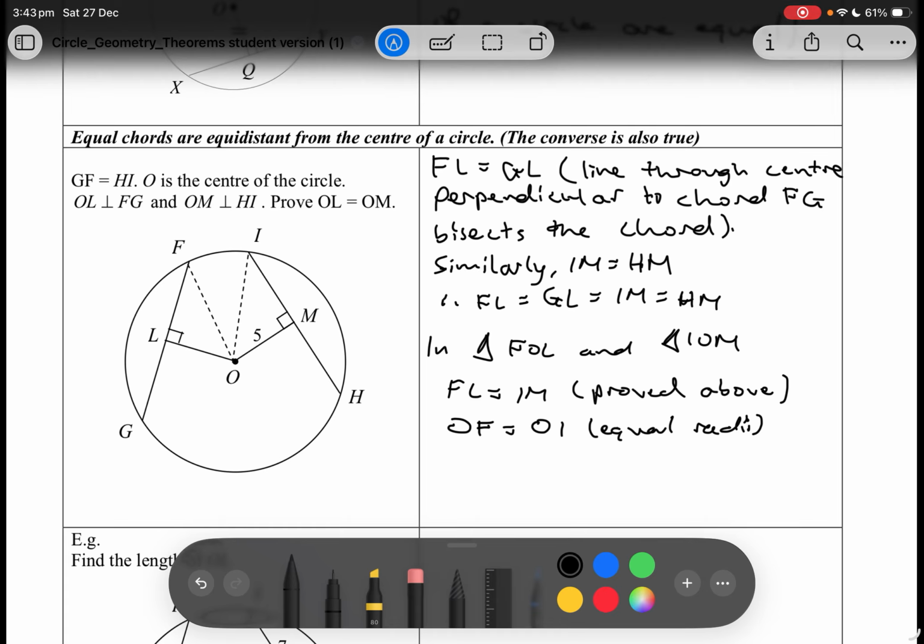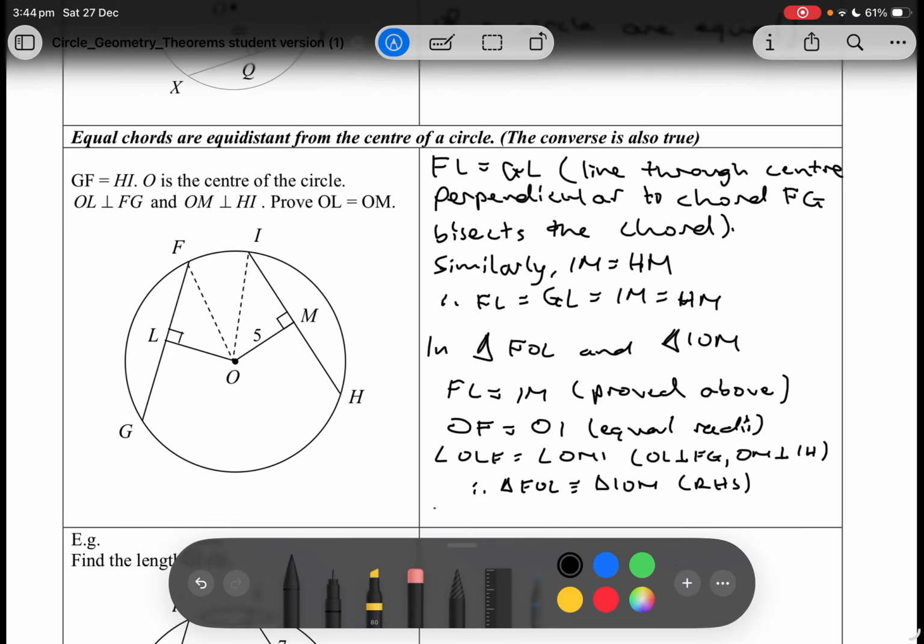Now from there, we can say also that angle OLF equals angle OMI. The reason we know this is we're told that some of these are perpendicular. So OL is perpendicular to FG and OM is perpendicular to IH. With that in mind, because we know those three things, we can therefore say that triangle FOL is congruent to triangle IOM. The reason is RHS, because we have a right angle, we have a hypotenuse, we have a side.